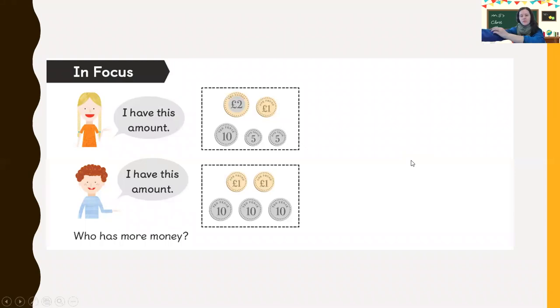So our Infocus task for today concerns Hannah and Elliot. Hannah says, I have this amount. Elliot says, I have this amount. Who has more money? So you need to look at the pounds and the pence that they both have, add them up and compare them. Who has more? And then how can you show that? Have a go at that now.